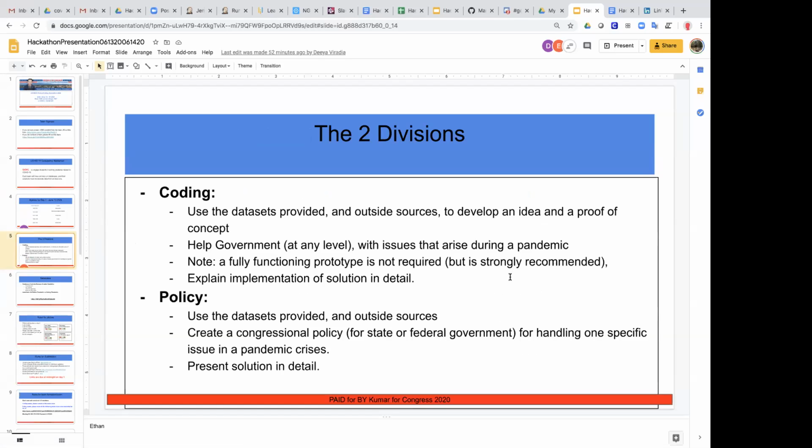Ethan, go for it. So the 2 divisions are coding and policy. In coding, you'll develop a piece of software using data sets. We provide other sources to develop a piece of software that helps government with any issue. While a fully functioning prototype isn't required, it's strongly recommended. And you should be able to present on it and give your solution in detail. The policy division is similar. You're going to create a congressional policy for state or federal government handling one specific issue and present on that later. Any questions? Any concerns? If you have any questions, you can type them in the chat box and we can answer them. Okay, next slide.